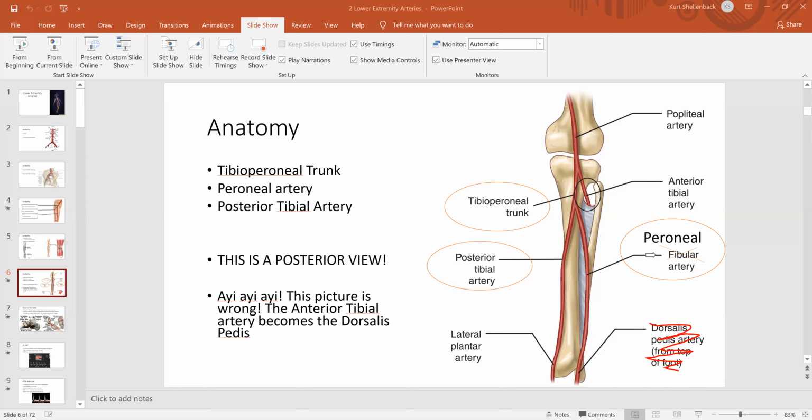I just misspoke. The peroneal certainly does not become the dorsalis pedis. The dorsalis pedis is actually the end of the anterior tibial. I had a slight brain fart there, but I'm okay now. Posterior tib and lateral plantar. We don't have to worry about that.